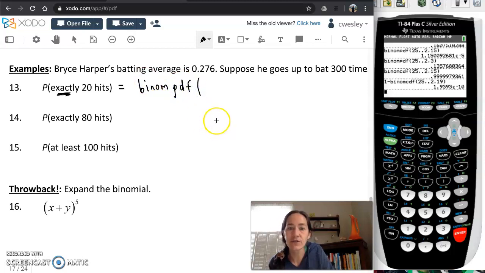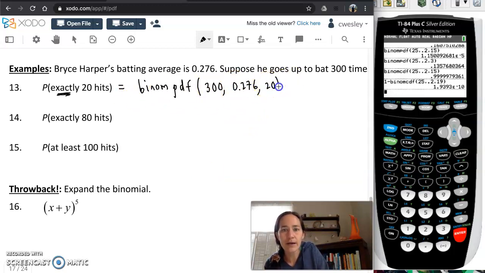In this case, think of n, p, and then x will vary for the problem. So n is your number of trials. I want 300 at-bats that we're looking at. Probability of success, let's say success is he gets a hit, so 0.276. And an exactly 20 would be a comma 20 at the end. Go ahead and type that in.